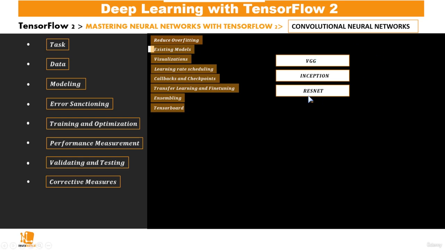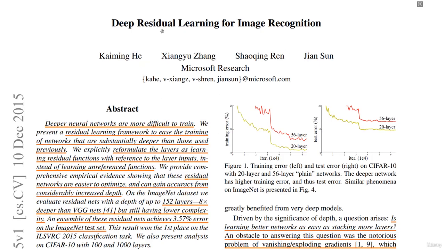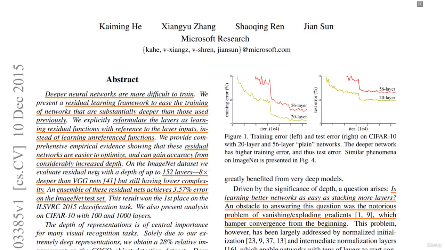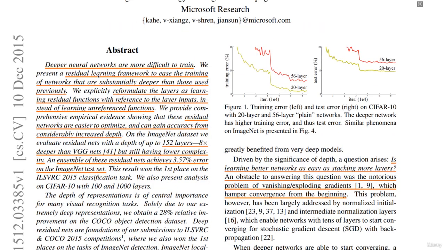Then the next ConvNet based model we shall be discussing is the residual network. This paper, entitled Deep Residual Learning for Image Recognition, was developed by Kaiming He et al. of Microsoft Research. Deep neural networks are more difficult to train. We present the residual learning framework to ease the training of networks that are substantially deeper than those used previously.